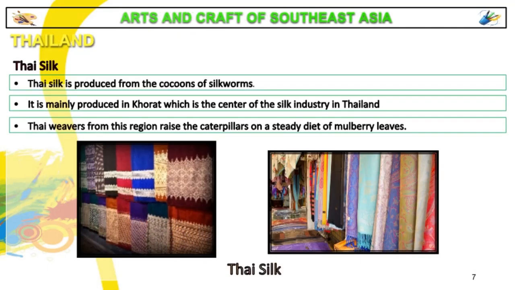Different Southeast Asian arts and their significance. In Thailand, we have Thai silk. Thai silk is produced from the cocoons of silkworms. It is mainly produced in Korat, which is the center of the silk industry in Thailand. Thai weavers from this region raise the caterpillars on a steady diet of mulberry leaves.